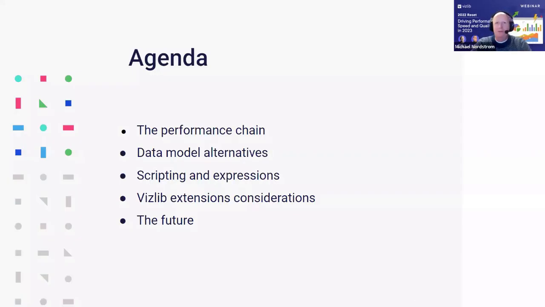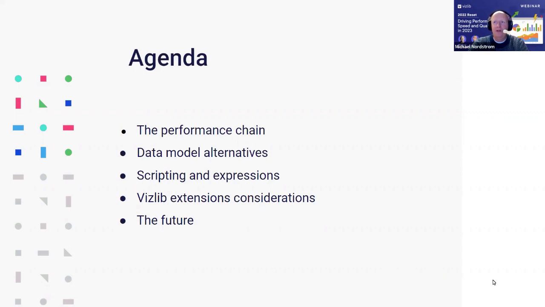Great, thank you very much. And even though this is a short one, here is the agenda for what we're going to cover in these next 13 minutes. We will be talking about the performance chain and how things have an impact on the performance in Qlik. We will talk more specifically about data modeling, the scripting and expressions, about obviously the Vizlib extensions and the considerations that we have there, and then a little bit about the future, what we're going to do next. So that's the agenda.